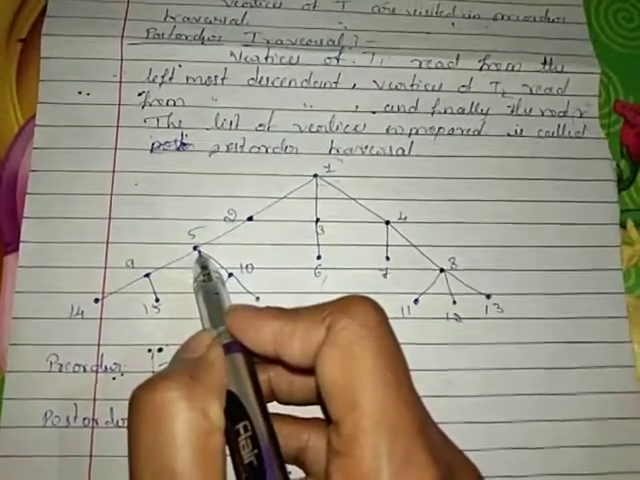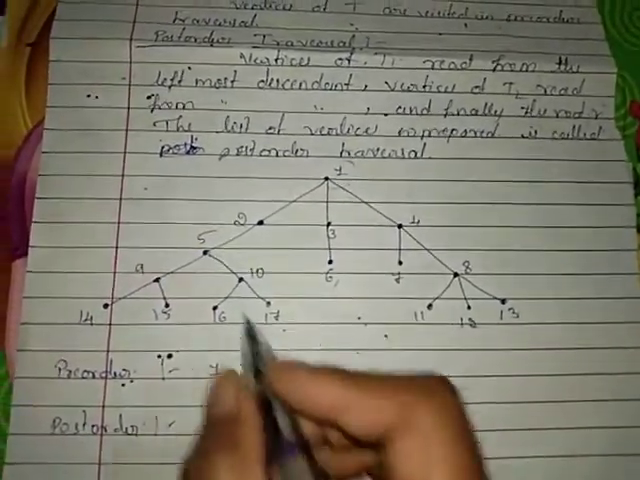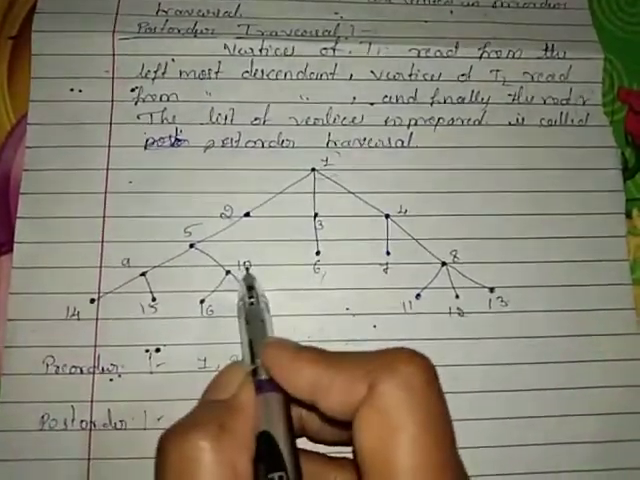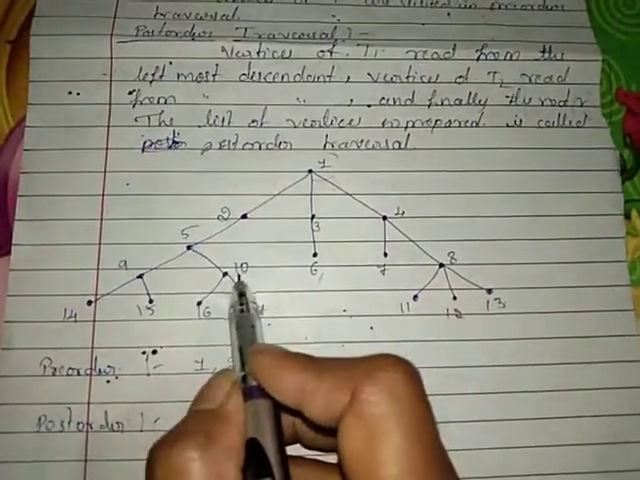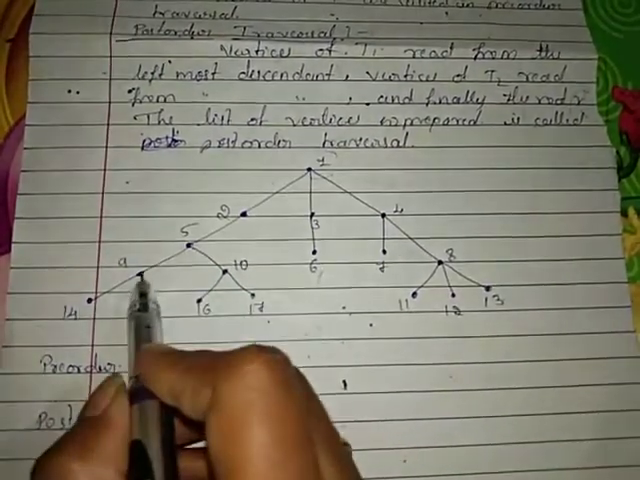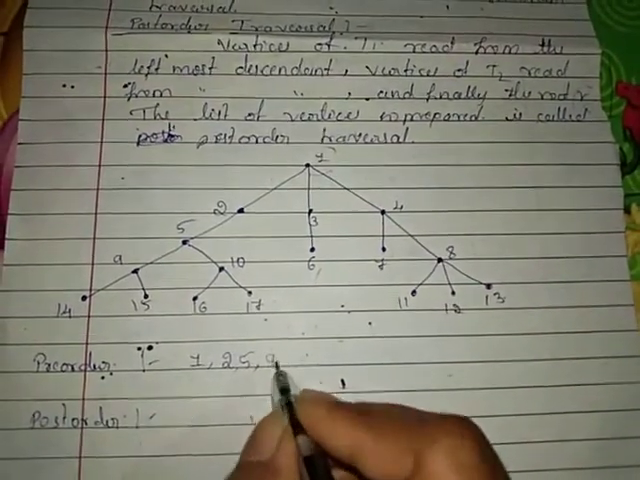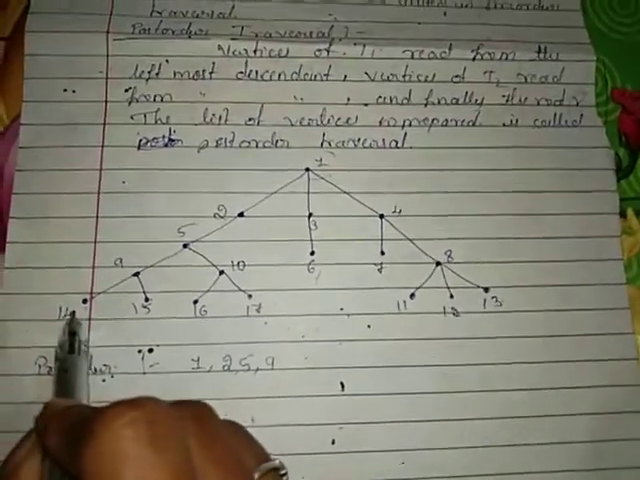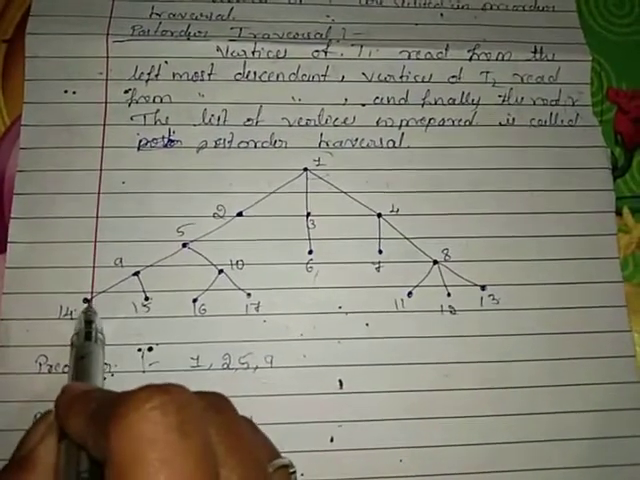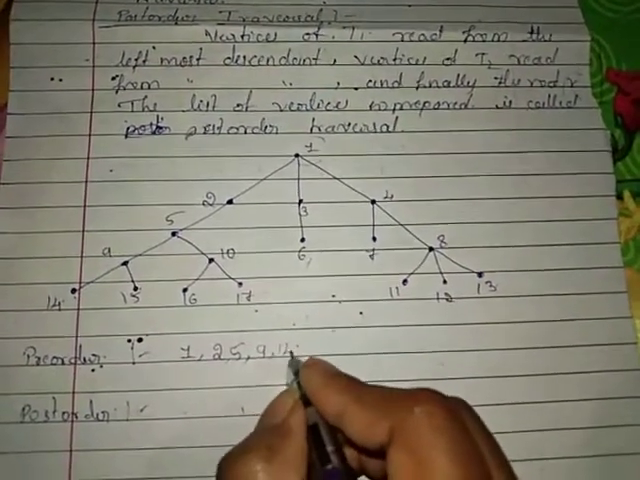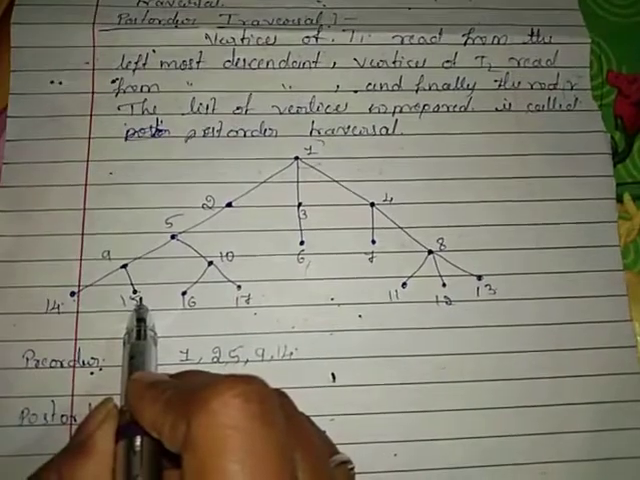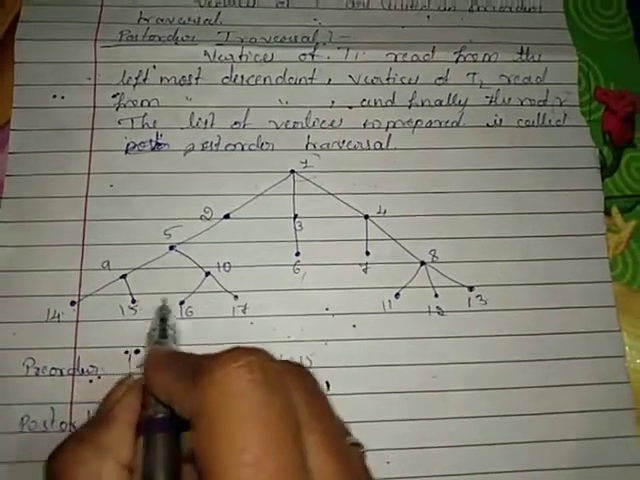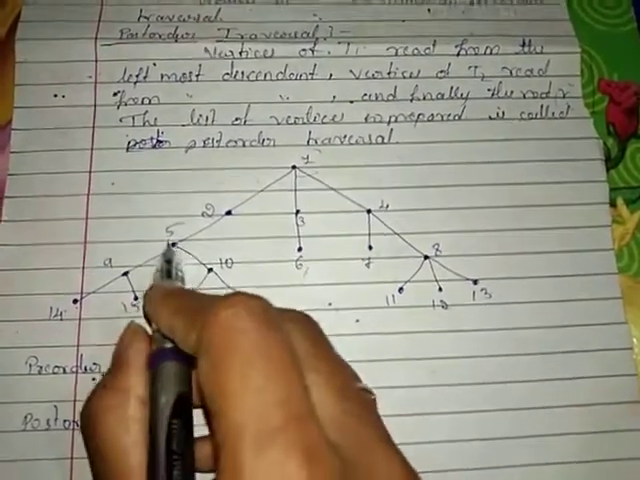Next, there will be 2 subtrees for 5, but we move from left to right. So according to left to right, the subtree of 5 is 9. Write down the 9. Again 9 is divided into 2 subtrees, and moving from left to right, the subtree of 9 is 14. Now from 14 we move to the right side, and we obtain 15. Again as we move to the right side, the next subtree of 5 is 10.